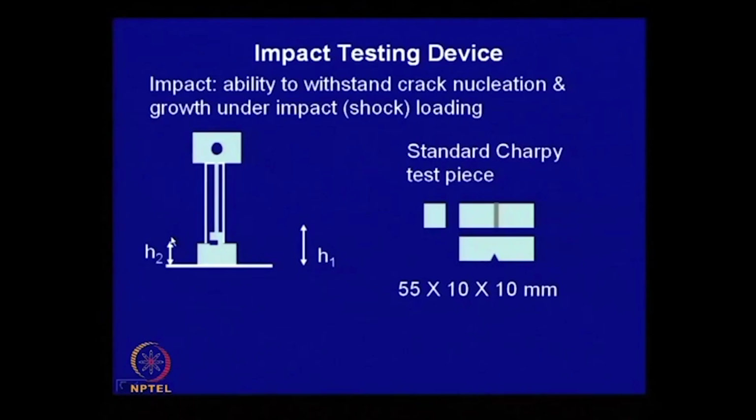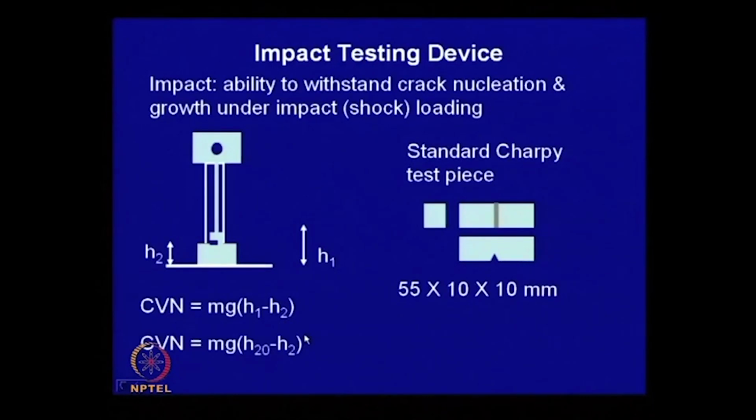and after it goes to the other side, the pendulum will come back towards its initial position, and this takes hardly a fraction of a second for the test to conduct. And what you do is you convert this height into energy. The mass of the hammer is known. So, mg times this h1, this height minus this height will give you the Charpy V notch value. So, this is a measure of the energy that is needed to rupture or fracture the test piece.